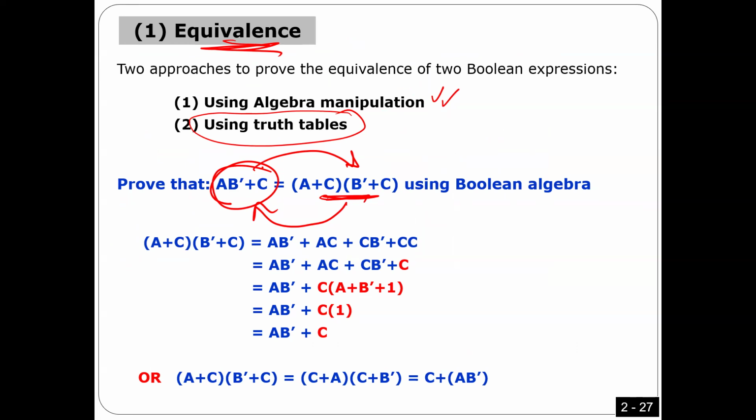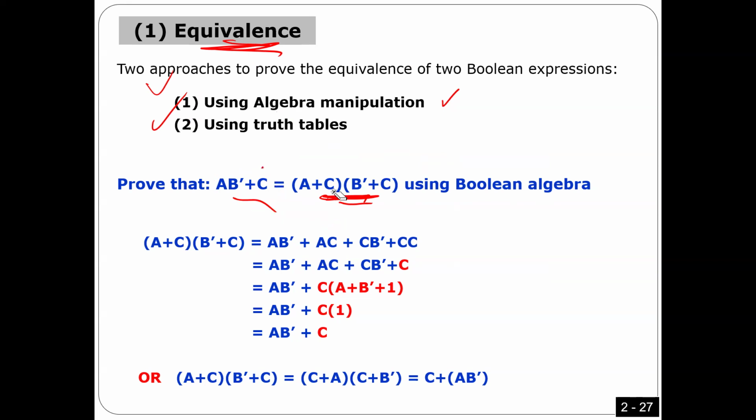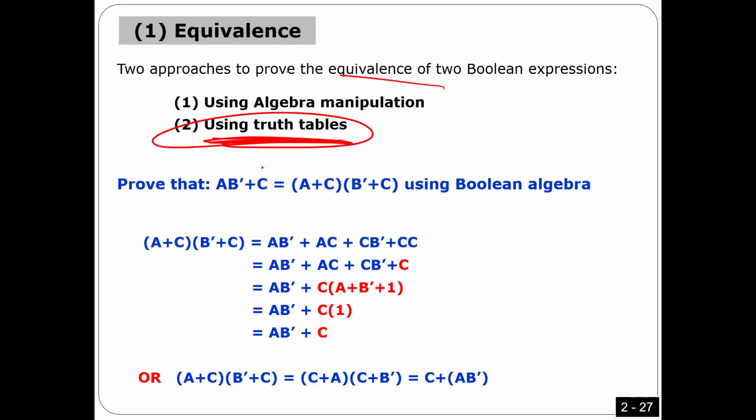You need to know both of them. In exams and quizzes, if I don't tell you which approach to use, you have the choice. If I just tell you to prove this one is equal to this one, and I don't say using truth table or algebra manipulation, you can use either way. But I'm quite sure, 100%, that if I give you the choice, 90% of the students will take this one because it's the easy one. Still, you need to know algebra manipulation.